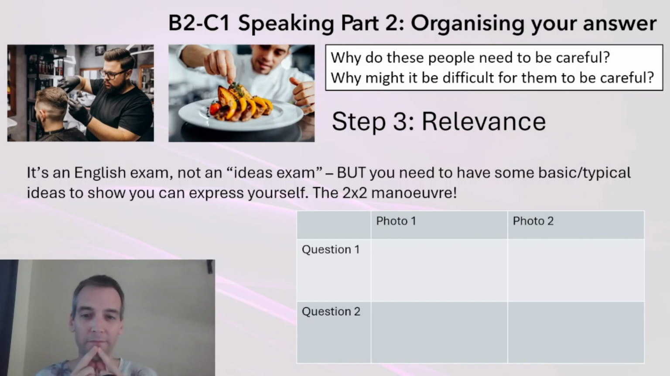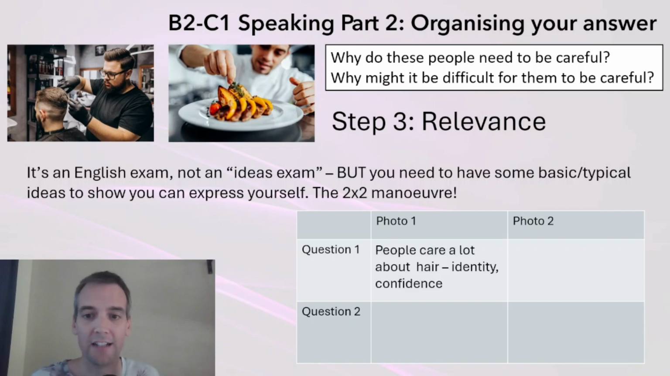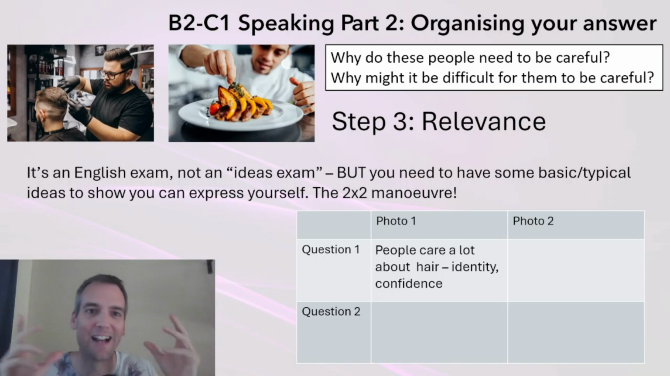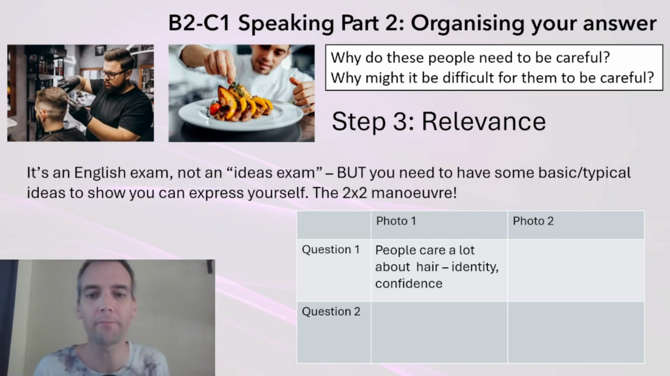I'm imagining photo 1, hairdresser. Why careful? Well, we said this before, because people care a lot about their hair. Then we could even mention it's part of their identity. It gives them confidence. Once you've got your basic idea, hopefully, if you're in the right mood, if you're in that happy mood where everything's connecting and the neurons are firing, ideas start connecting and you say, oh yeah, people do care, because it gives them confidence.